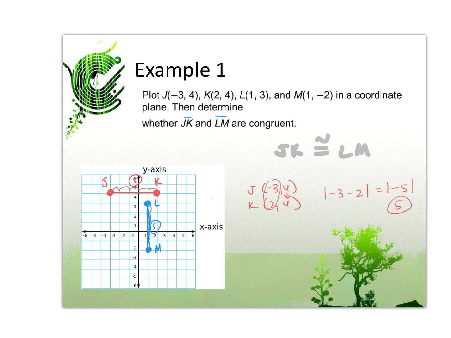And I know that that equals 5. And I would do the same thing for LM. L is 1, 3. M is 1, negative 2. Again, notice that my X's didn't change, so I know that being that my Y's changed, this is a vertical line. And I know that I can find the distance, again, by subtracting my Y's. And so I get absolute value of 5, which is 5. And again, notice I can prove it mathematically, or I can simply count.